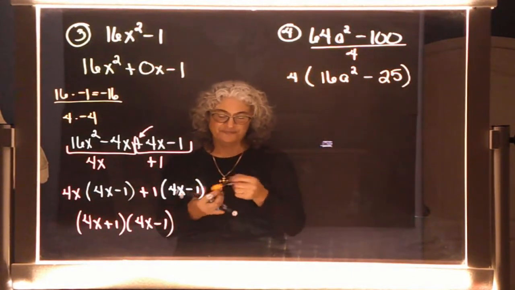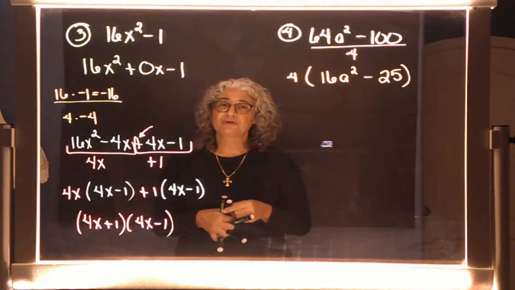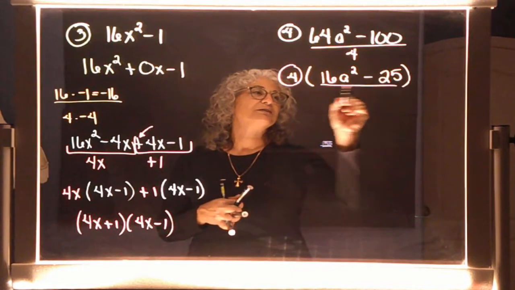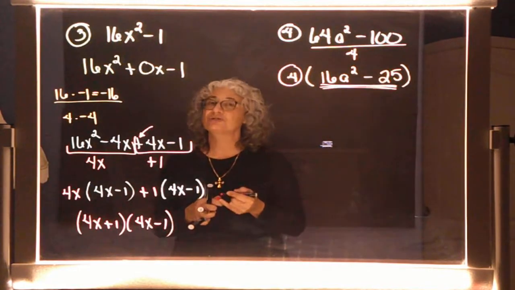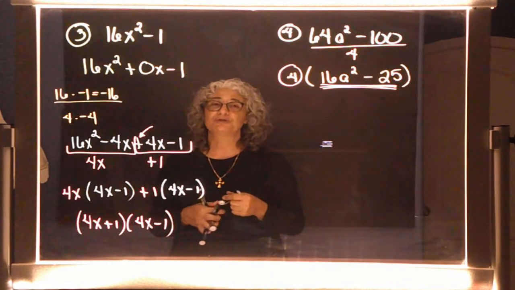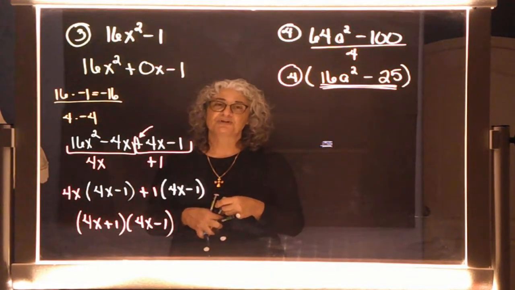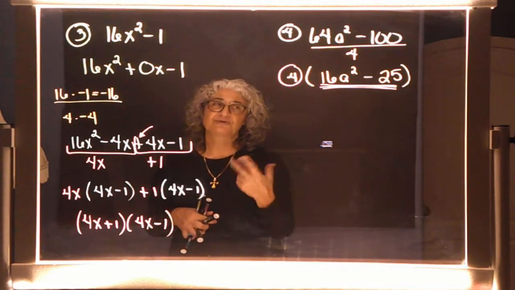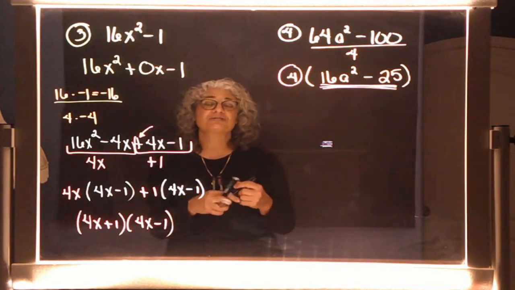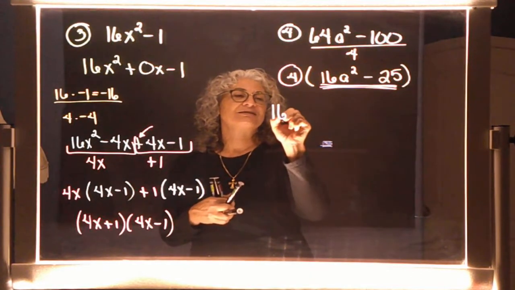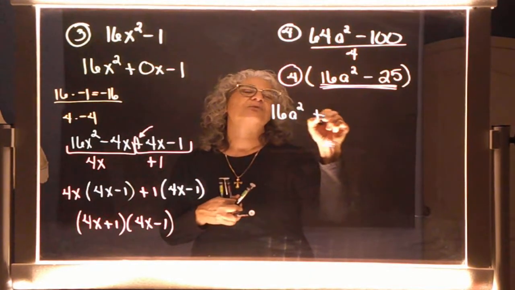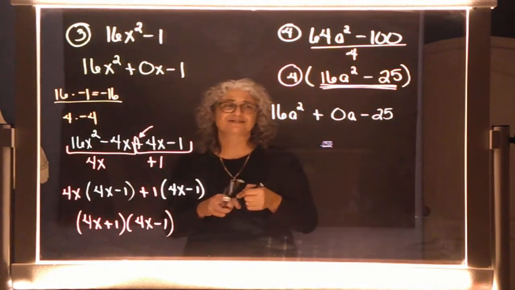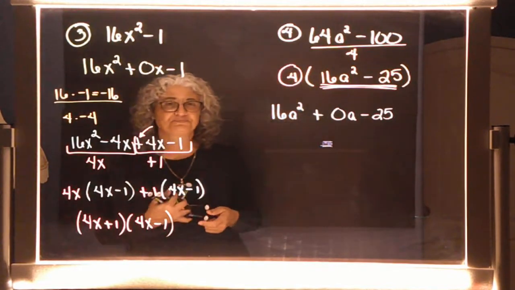Excellent. So just like before, you're just going to hold on to that 4 and leave it alone. And you're going to take these 2 terms and you're going to see about factoring that 2-term polynomial. But remember, you have to expand the 2-term polynomial into a 3-term polynomial, which means you're going to write 16a squared plus 0a minus 25. Good. Excellent. And now what?